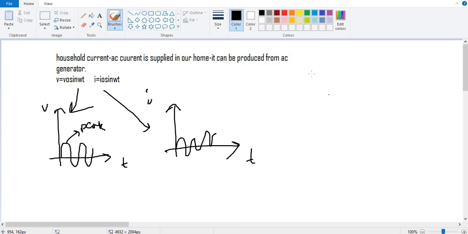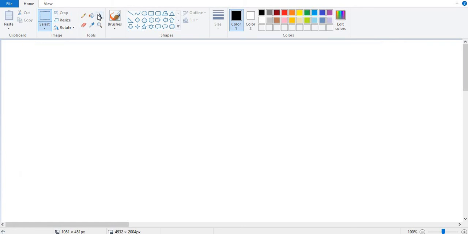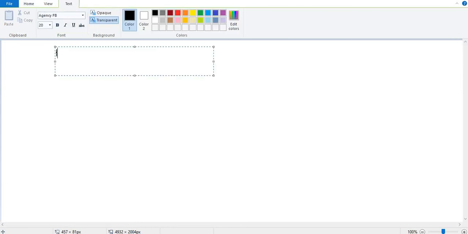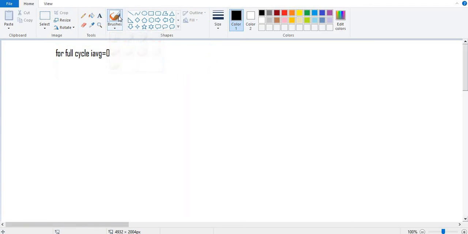Now as I told you in that question, for the full cycle, I will do it on the next page. As I have told you, for the full cycle, what is the formula for I average? I average is equal to 0, as I have seen in that question. So I average for full cycle will be equal to 0. Now we will see how to prove this, how I average will be equal to 0 for the full cycle.